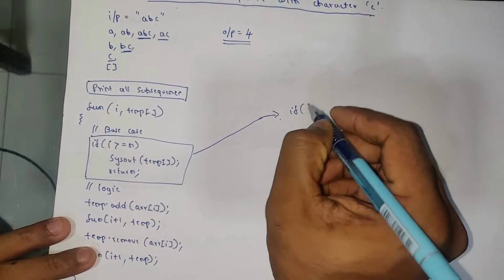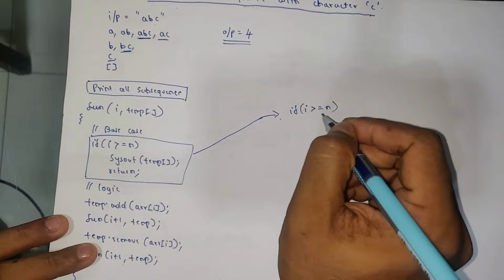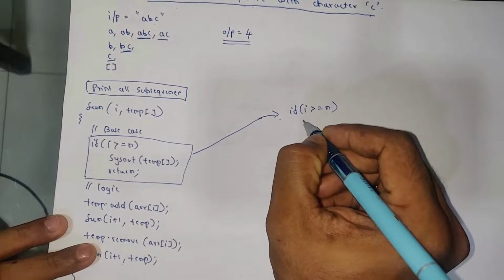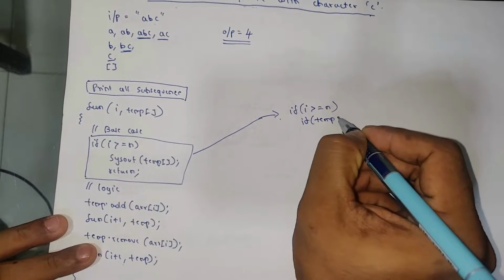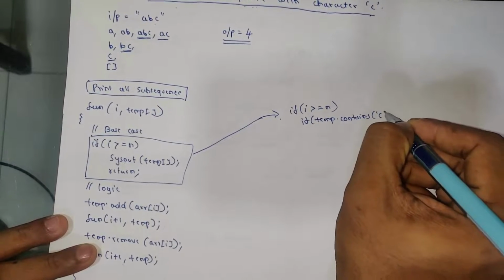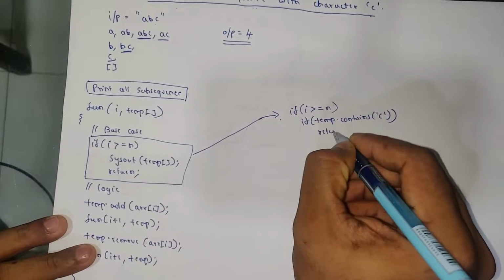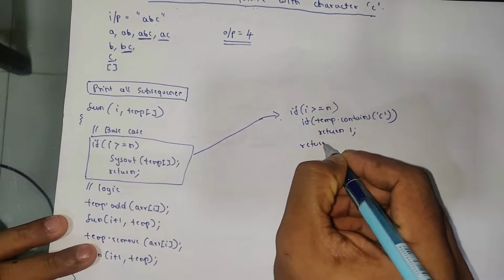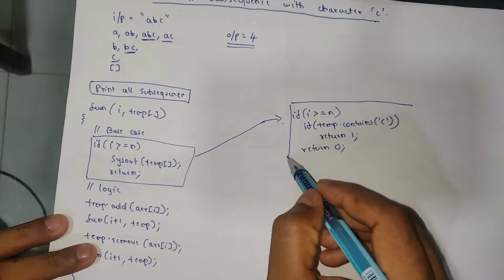I will say if i greater than equal to n, right? If my index is reaching the last position, what I need to do is check if my data structure, that is temp, contains character C or not. If it does, I will return 1, or else I will return 0. So this is the new base case that I need to write.